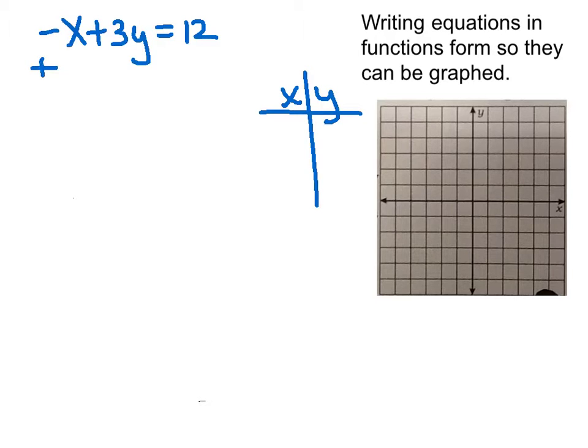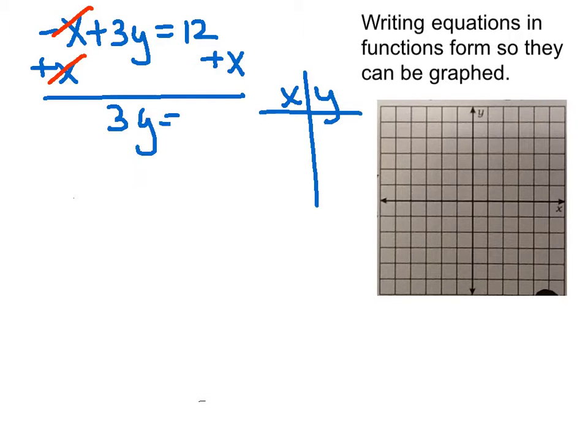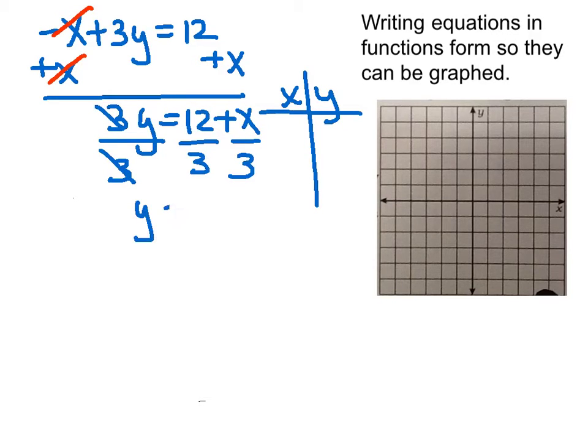In this case, we're going to add x to both sides. Looking at this, the x's are going to cross off. Then we're going to have 3y equals 12 plus x left. Next, we're going to divide by 3. That's going to let us get the y's by themselves. So we divide by 3. We can cross off that 3 in front of the y, and we end up with y equals 4 plus x over 3.